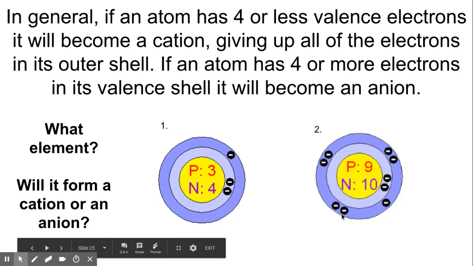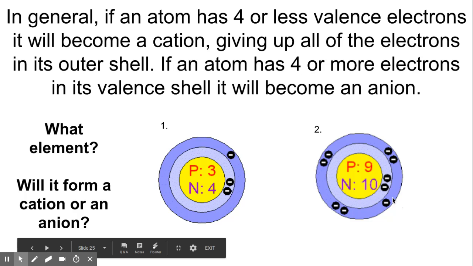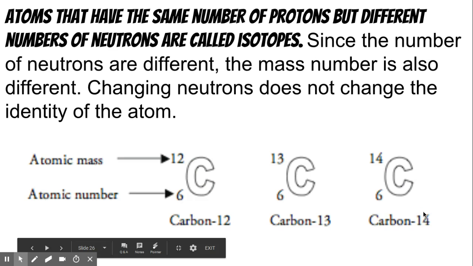1, 2, 3, 4, 5, 6, 7 in our valence shell. Since 7 is greater than 4, it is likely that 1 more electron would join this valence shell to fill it with 8 electrons and it would become an anion.